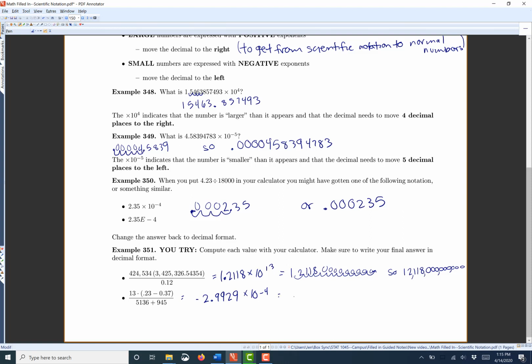My next one is times 10 to the negative 4, so I need to move it 4 places to the left to make it smaller. Remember, negative exponents mean it should be getting smaller. 1, 2, 3, 4. And fill in your zeros. The negative kind of makes it hard to write out, so this is going to be negative 0.000299929. You can always double check. 1, 2, 3, 4. Oh, yep, that's where I started. Okay.